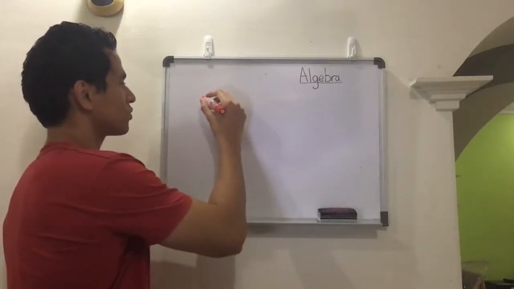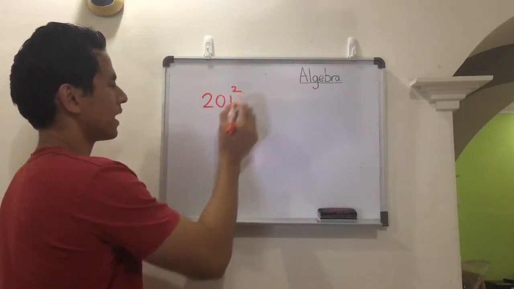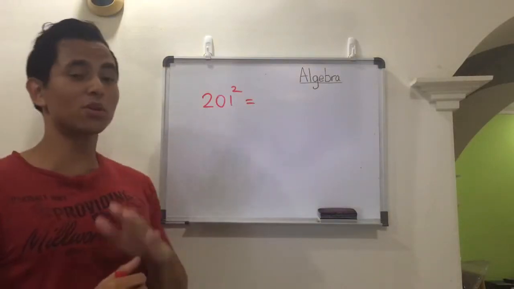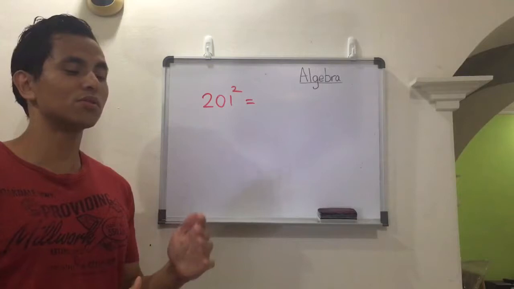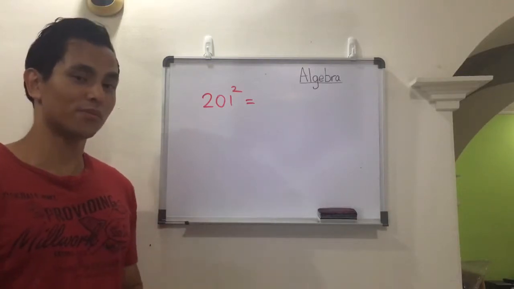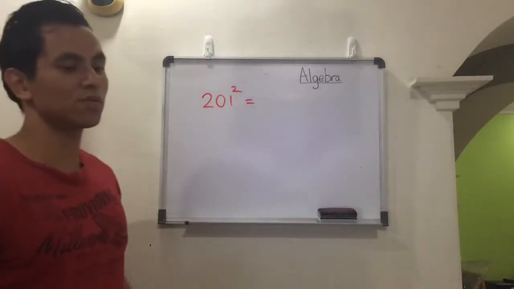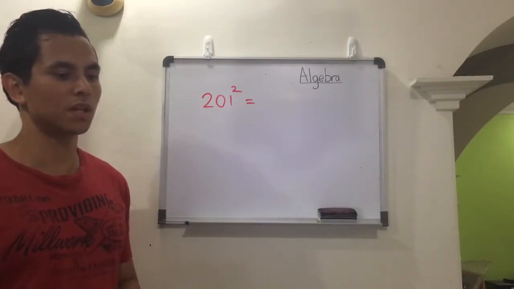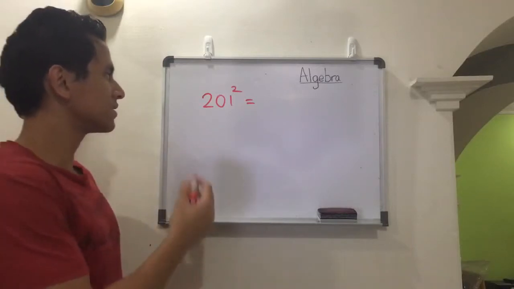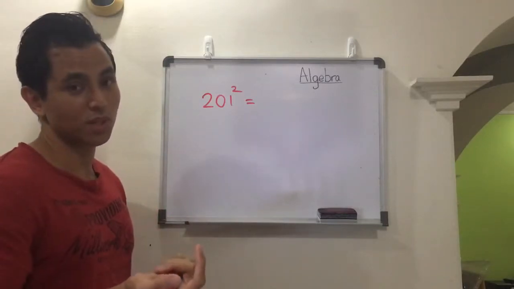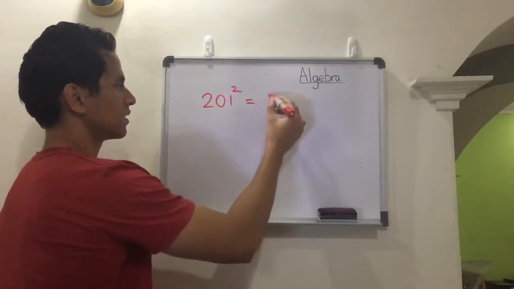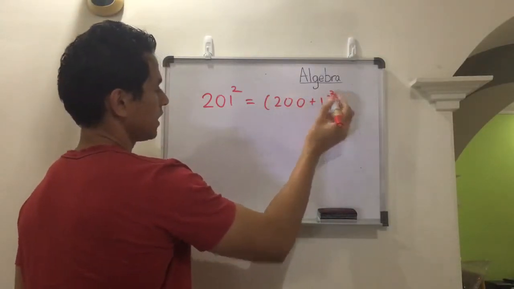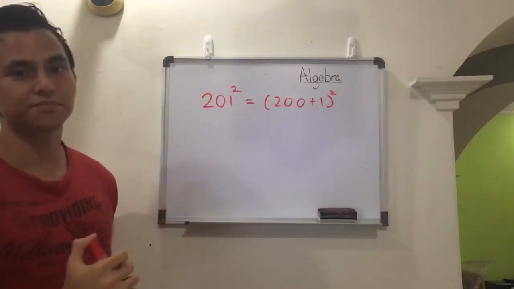Say we had 201 square. We have to solve this, okay? All the questions here, I'm going to give a number, but I'm not going to use a calculator to solve. I'm going to use the algebraic identities to solve. So let's say we are faced with 201 square. What do we do? What we have to realize is that 201 square can also be broken down into this. Okay? So this is really the key.